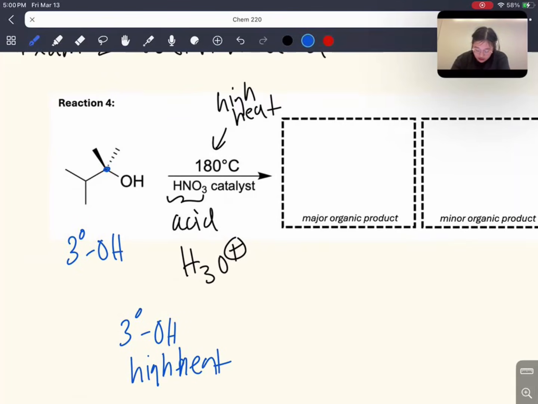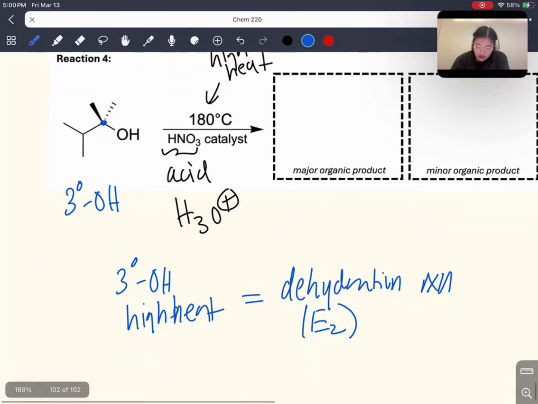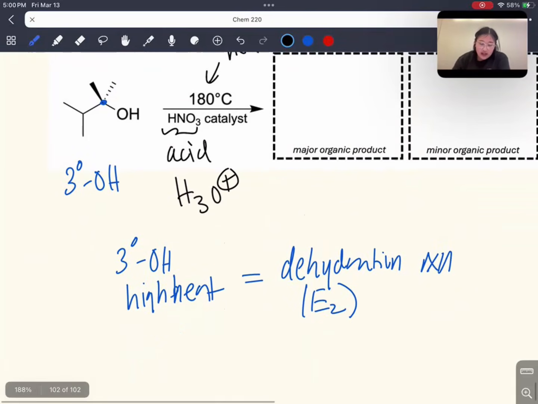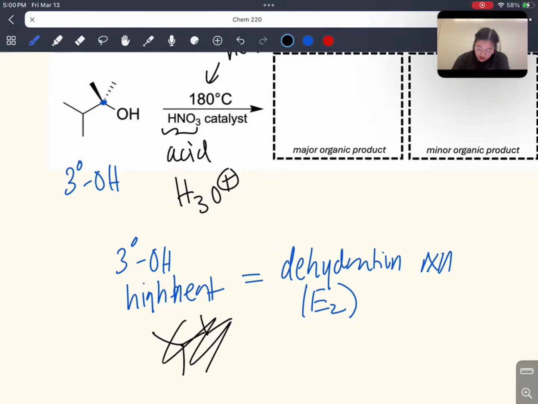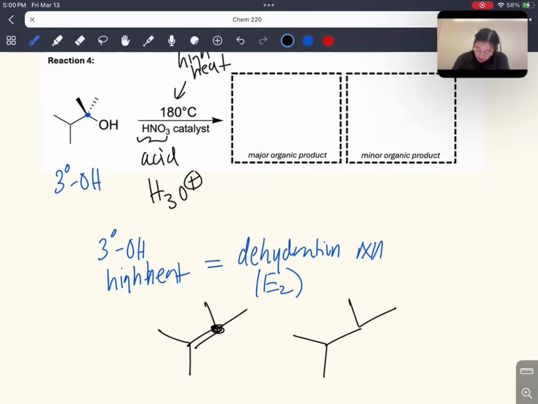we perform a dehydration reaction, aka an E2 reaction. So we're going to do an elimination reaction. Therefore, we're removing the OH and forming a double bond, attached to the carbon where the OH was. So I can either form a double bond here, or I can form it here.